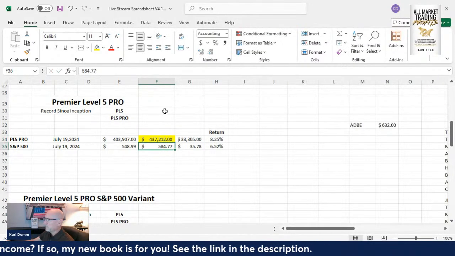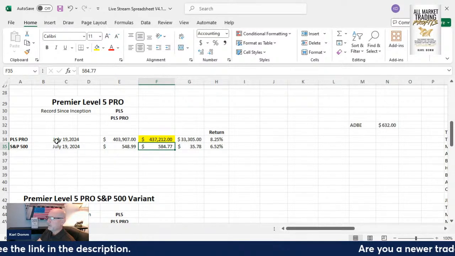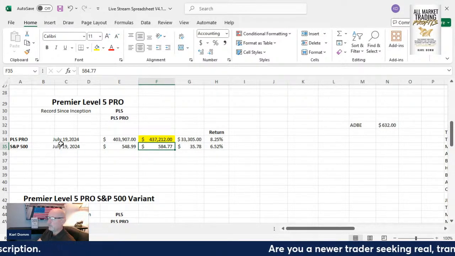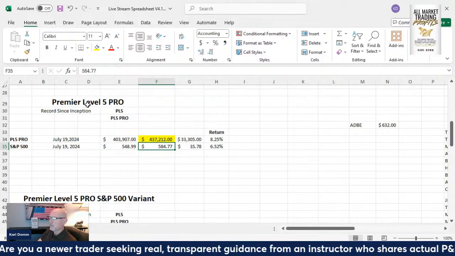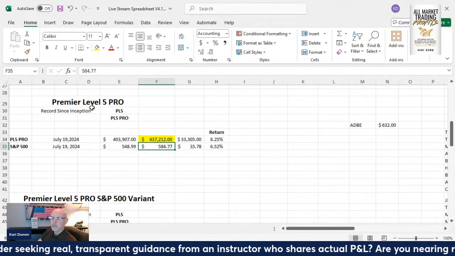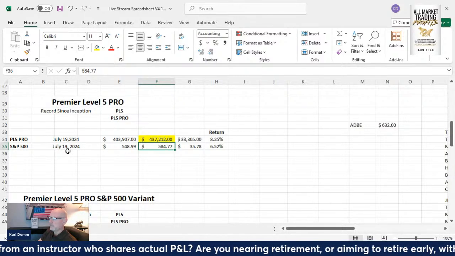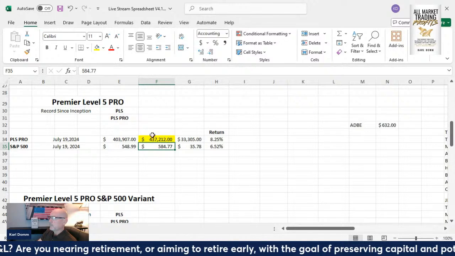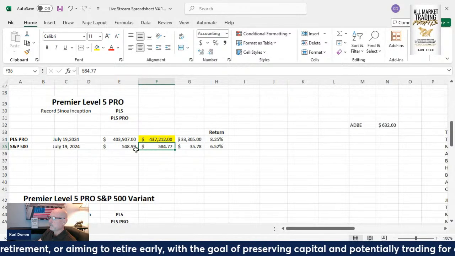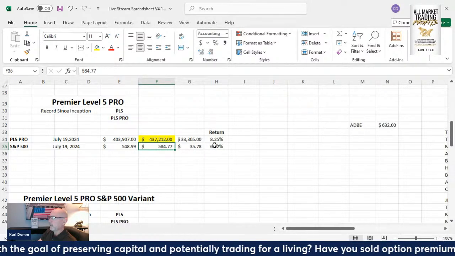So you can see what the Premier Level 5 Pro is doing, and I started this on July 19, 2024. The PL5 Pro is a newer updated trade plan that I started trading in July. I have the PL5, which is a great trade plan, and then I have the PL5 Pro, which is an updated version, which I started in the middle of 2024. You can see I started with 404,000 and I'm up to 437,000, so I'm up about 33,000 on this account. I'm up 8.25%, where the S&P during that same time frame is up 6.5%.